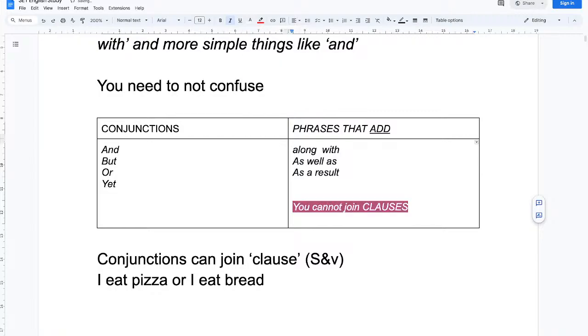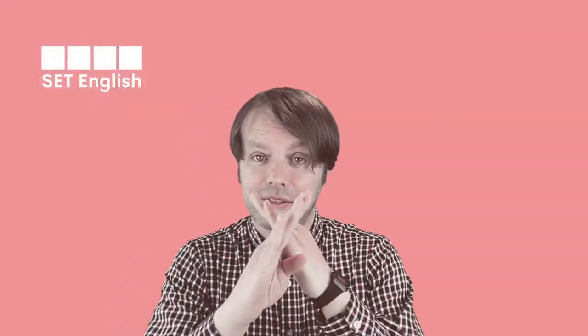Now, that means I cannot say, "I eat pizza as well as I eat bread," okay? I cannot say, "I eat pizza along with I eat bread." I cannot say, "I eat pizza as a result," like you could say, "as a result, I am not hungry." Okay, we're not allowed to do this with phrases that add: along with, as well as, as a result, things like this. We're not allowed to do this.